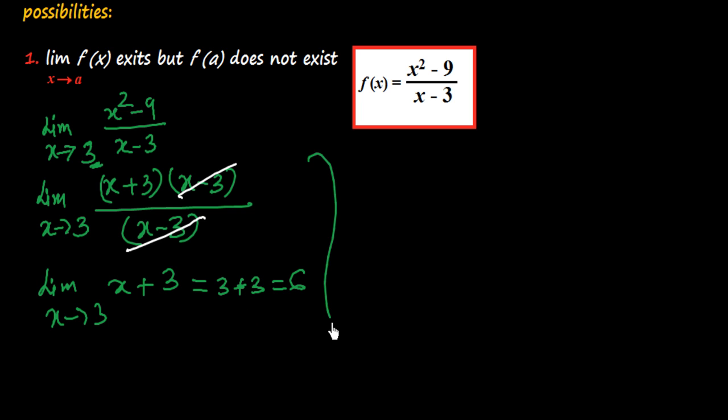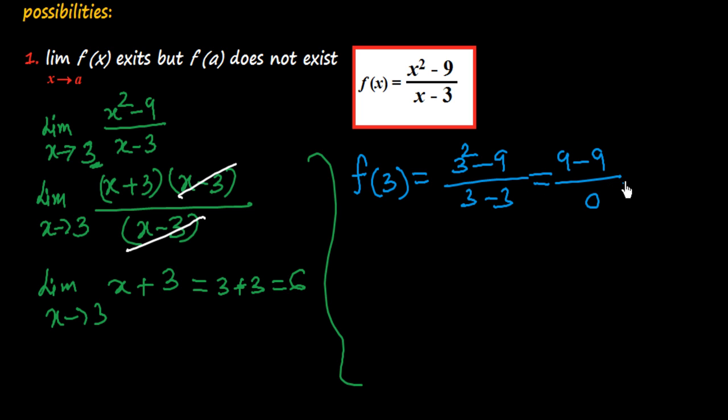But if we have to find out the function value, f of x is equal to x square minus 9 over x minus 3. So we have to find out f at 3 here. So 3 square minus 9 over 3 minus 3, which is equal to 9 minus 9 over 0, which is equal to 0 over 0, which is indeterminate form. So the limit exists, limit is 6, but the function value does not exist. Here you see this position.